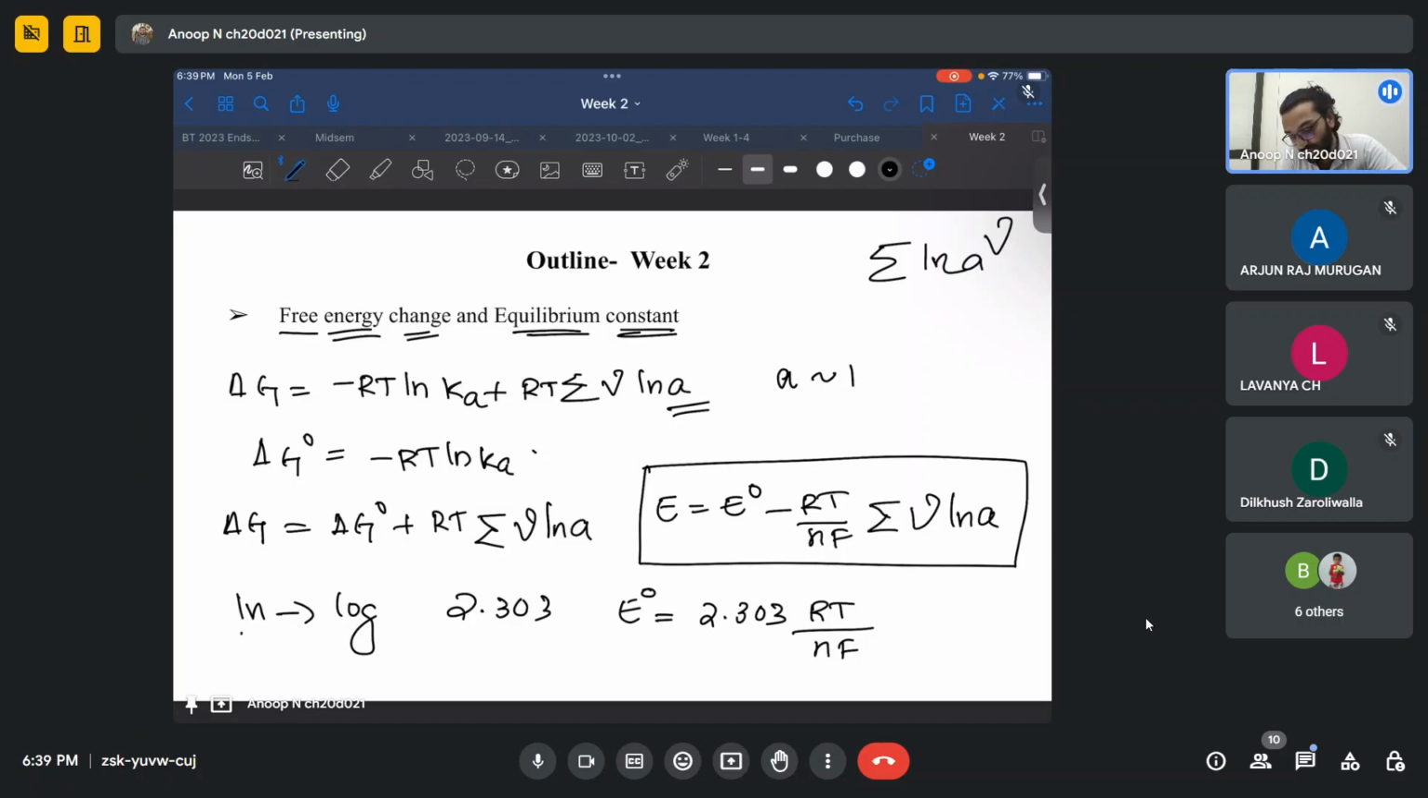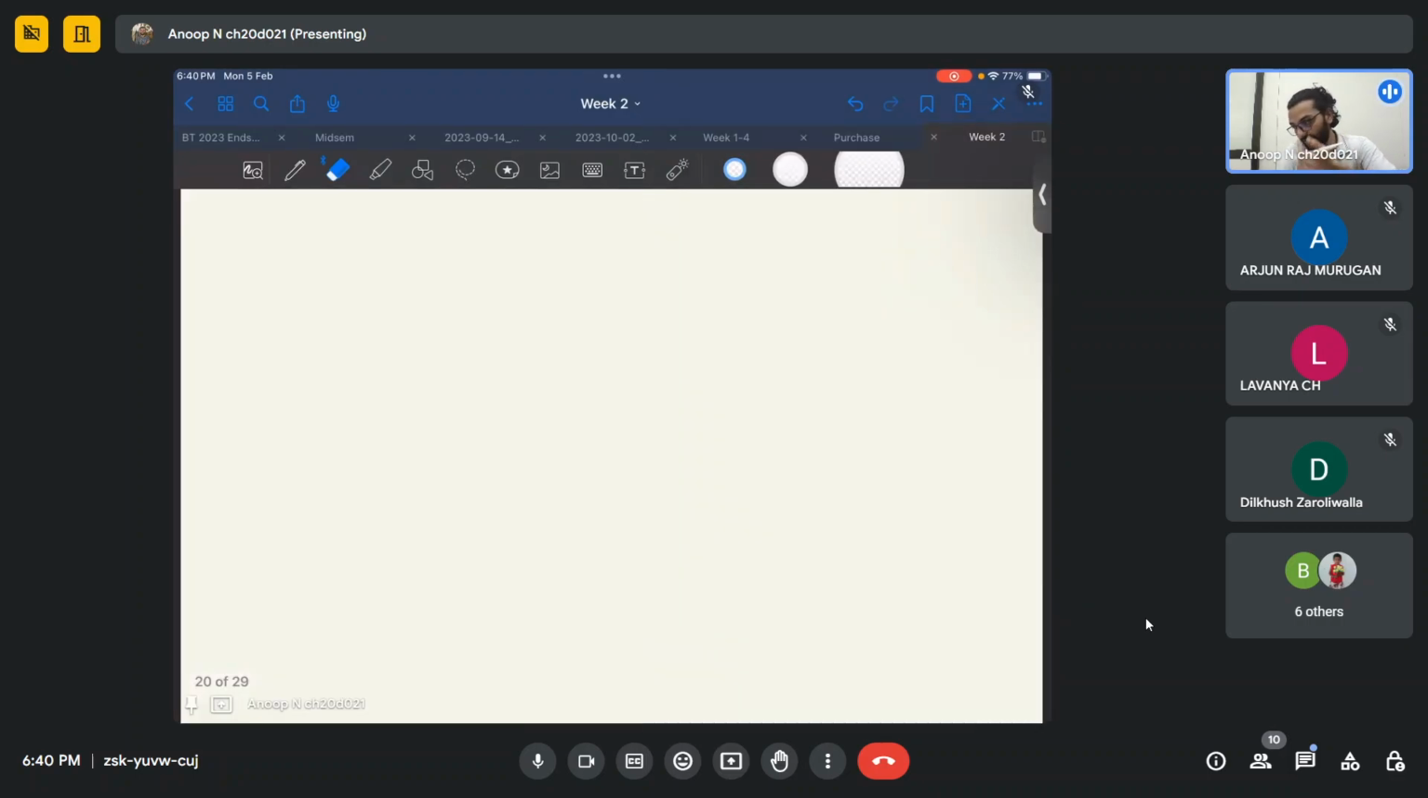It's a stoichiometric coefficient. That is, suppose we have a reaction A plus B reversibly giving C plus D. So this A, B, C, D are called stoichiometric coefficients. So nu represents the stoichiometric coefficient. For products it's positive, for reactants it's negative.